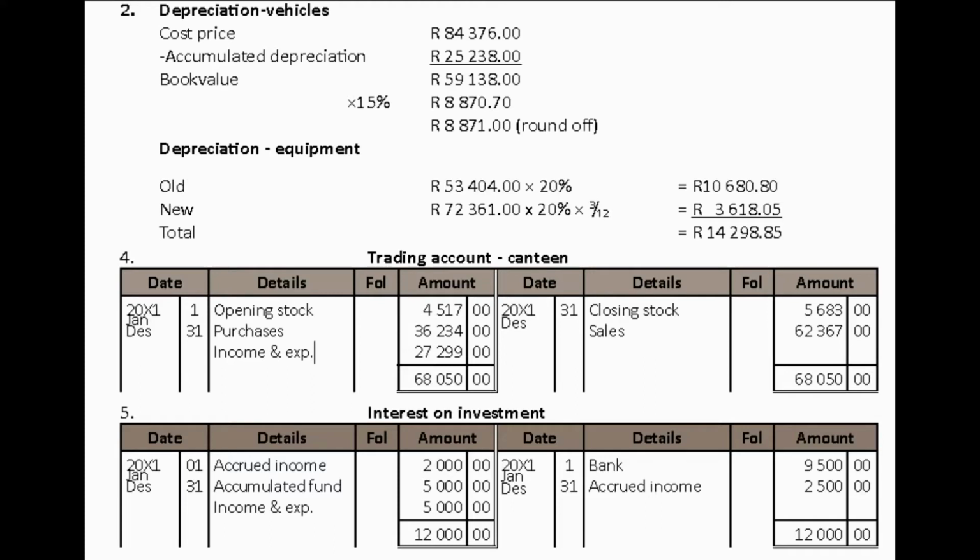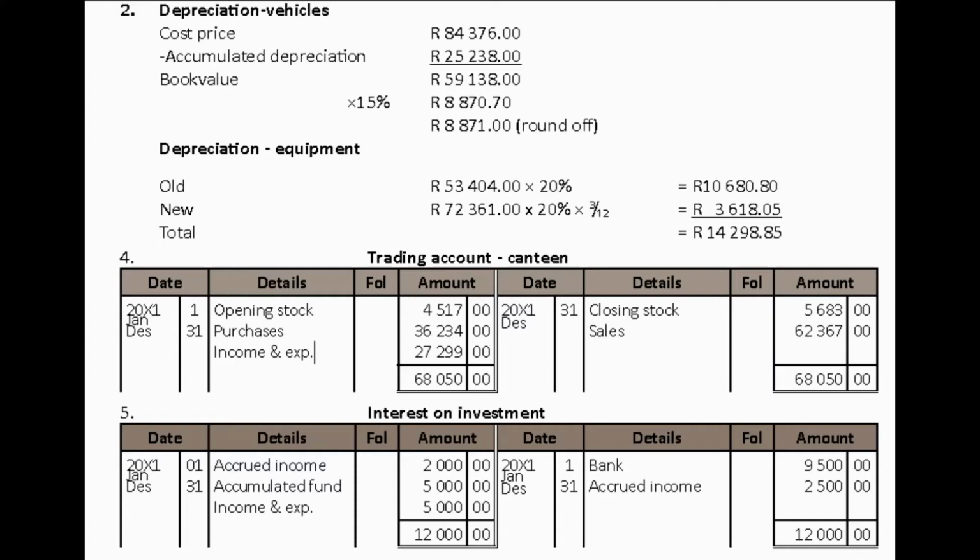All right, then you do the adjustment at the end of the year, where they say stock on hand in the canteen is 5683. So what's the double entry for that? You credit closing stock account, and you debit your trading stock account for the canteen. Not trading account, trading stock account. And you credit your closing stock account. Don't get confused with the trading stock account and the trading account.